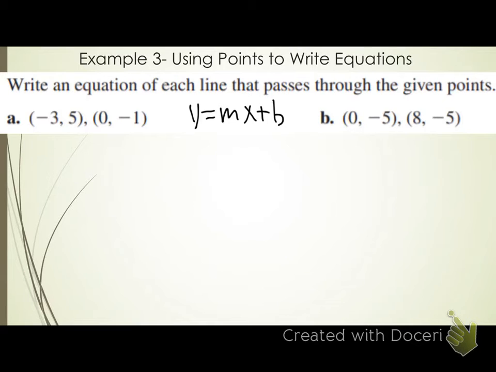Y2 minus Y1 over X2 minus X1. What do we call that? Slope. It's my slope formula, right? I'm going to use my slope formula here. Y2 minus Y1 over X2 minus X1. You need to have that memorized if you don't already. We're going to be using that a lot in this chapter. We already used it some in chapter 3. We're going to use it a lot more in chapter 4.